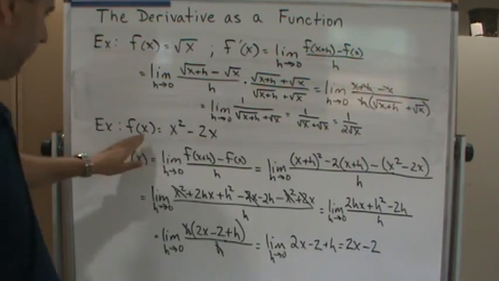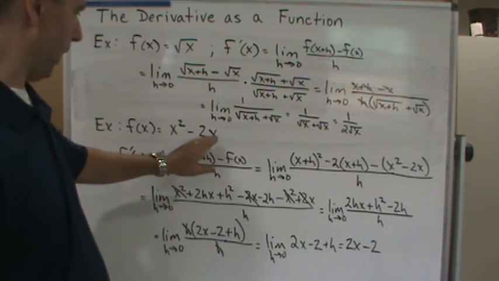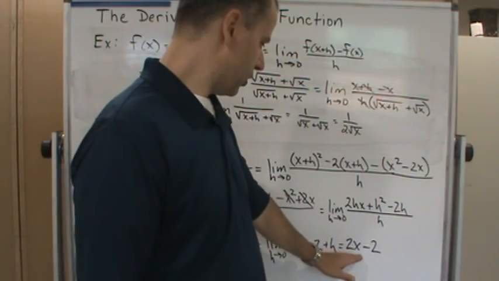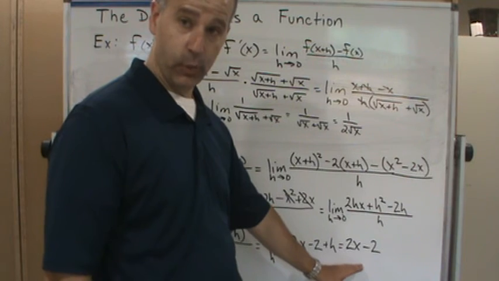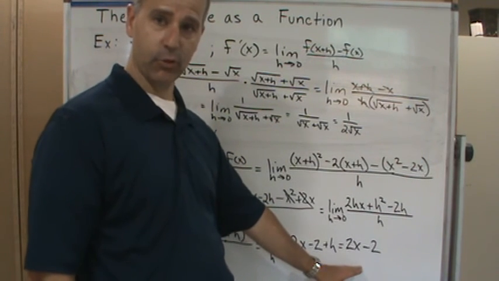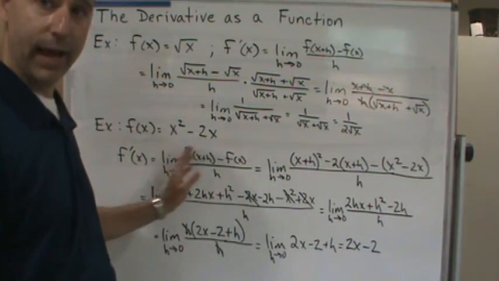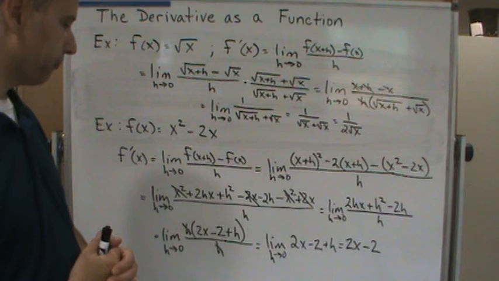So we have the original function, f of x equals x squared minus 2x. Now we have the derivative function, which is 2x minus 2. Now that we have a derivative function, we can actually talk about graphing these things. Once we have the derivative function, f prime of x, we can talk about how to graph these things.